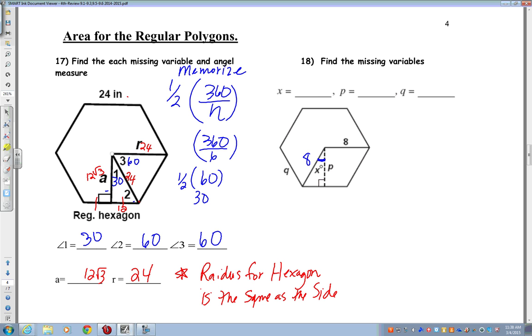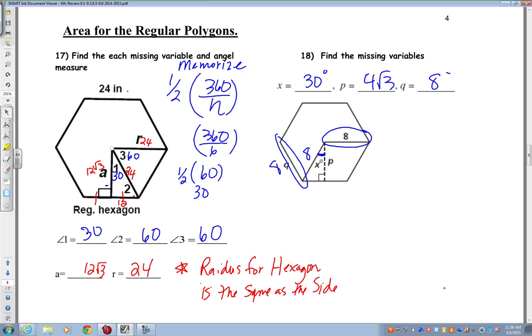Okay, all right, Matthew, what'd you get for X? Yeah, that's 30. P got 8. Yep, 4 root 3. Oh, you're right. I wrote wrong letters. This is 4 root 3. This is 8. If this is the radius, it's the same as the outside. Yeah. Okay.